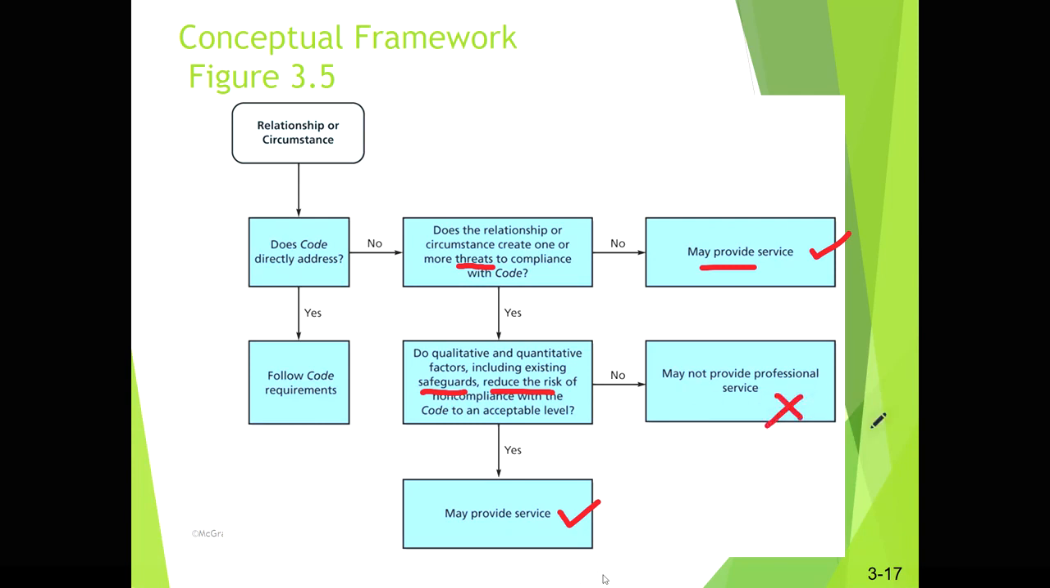So this is just a general framework for trying to address issues. Some of them we'll be able to find that are laid out specifically in the Code of Conduct, but others we go through this two-step process. Are there threats to compliance with the code, and then are there adequate safeguards or not, right? That's essentially what this graphic is saying.